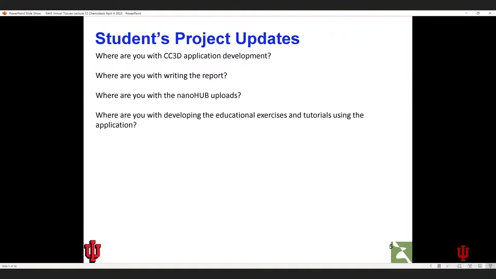So Nick and I are finishing up the CC3D application. So actually yesterday and today I've been working on making sure that certain parameters on versus off match the data we see in the literature. And so far they are, which is really good. And then we haven't done anything with the NanoHub uploads, but I have already started developing my outlines for the educational exercises and tutorials. And then I know Nick is working on the documentation. So the only thing we haven't really started is those uploads. Great. Okay.